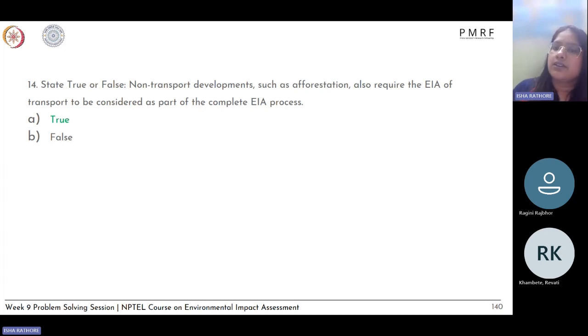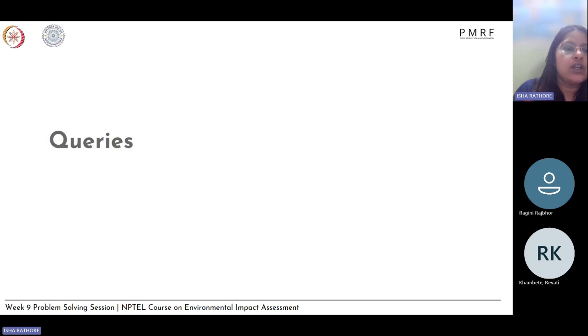Even if we are doing afforestation, we do EIA and we do EIA of transport in that project as well, and we show if there are positive effects coming out of it as well. Okay, so the given statement is true.